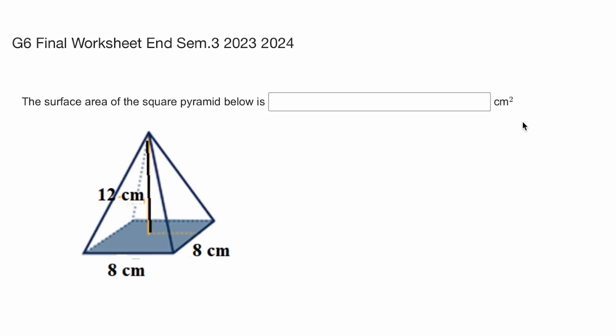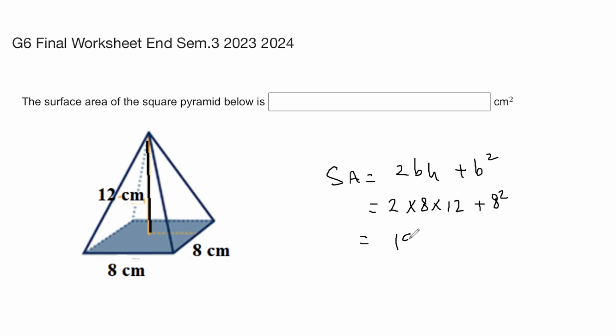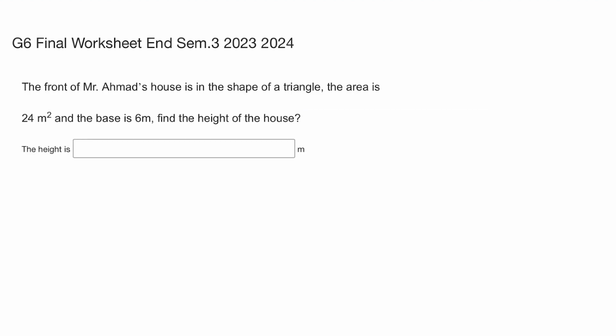Surface area of the square pyramid. We said before, surface area of the square pyramid can be given by 2bh plus b squared, such that b is the base and h is the height. Substitute, it will be 2 times 8 times 12 plus square of 8, which is 2 times 8 times 12 is 192, and b squared is 64. Add these, it will be 256 square centimeters. So we can write this here, 256.